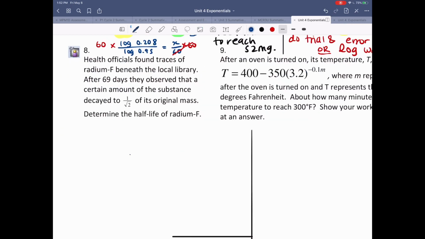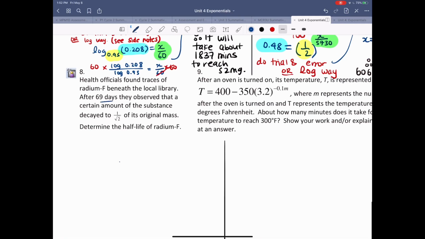Number 8, health officials found traces of radium F beneath the local library. After 69 days, they observed that a certain amount of the substance decayed to 1 divided by square root of 2 of its original mass. Determine the half-life of radium F. So let's break that down. So after 69 days, that means they're talking about a specific situation of x equals 69 days.